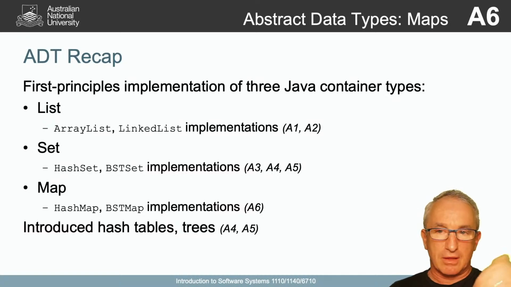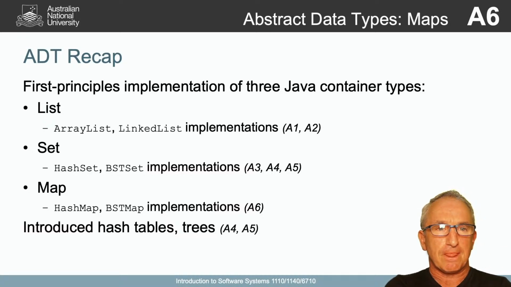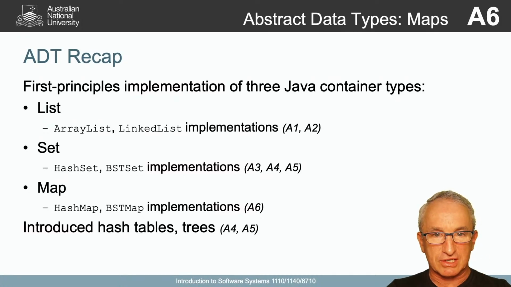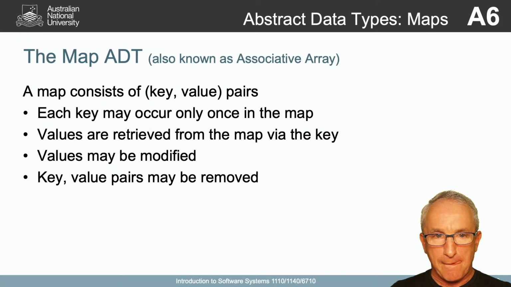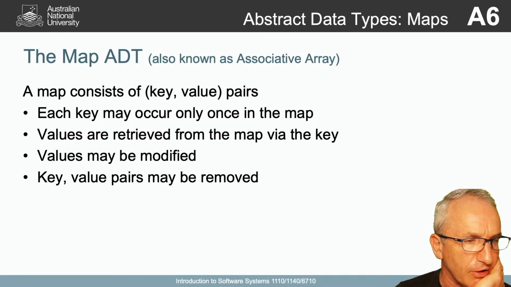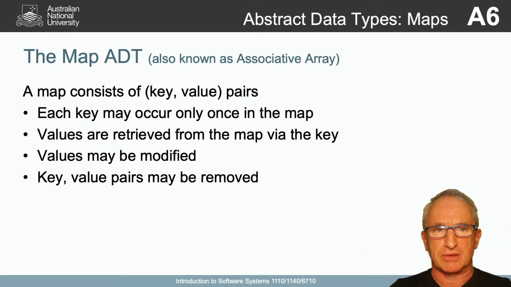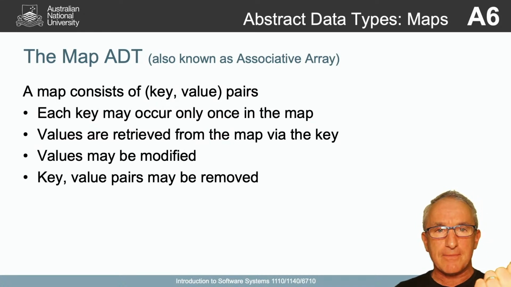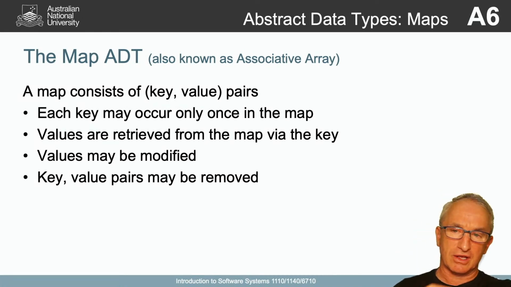So I've got a slide here to prompt me on all the stuff I just told you. The list, array list, linked list, set, hash set, BST set, and the map, the hash map, and the BST map. And we introduced hash tables and trees. The map ADT, if you've programmed in other programming languages, you may have come across maps as dictionaries or as associative arrays. They have different terminologies used in different places. But the key idea is that you have a key and a value and a storage indexed on the key. So you can put a key in there and you can get back a value.